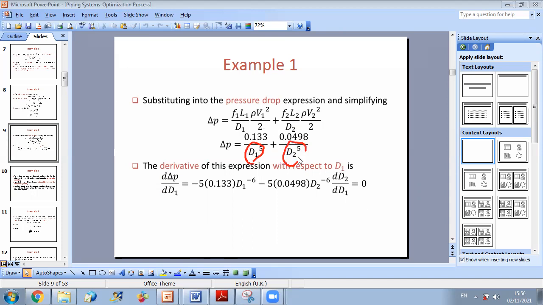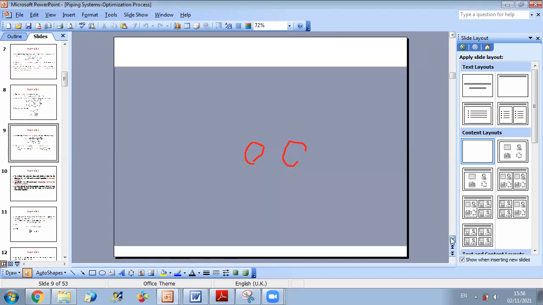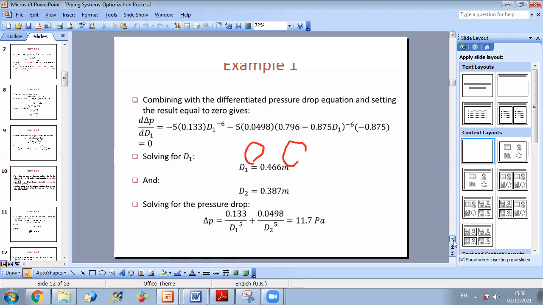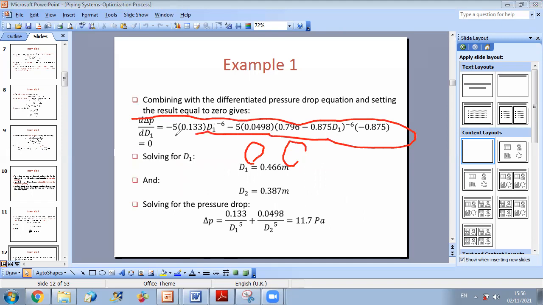So now by doing so I replace D2 by its function of D1 in the equation, and I replace the derivative of D2 with respect to D1 by its value. If I go back to my optimization relation, I now have one unknown, which is D1. So this will allow me to solve for D1, and once I have the value of D1, I replace it into the function D2 as a function of D1 to get D2.